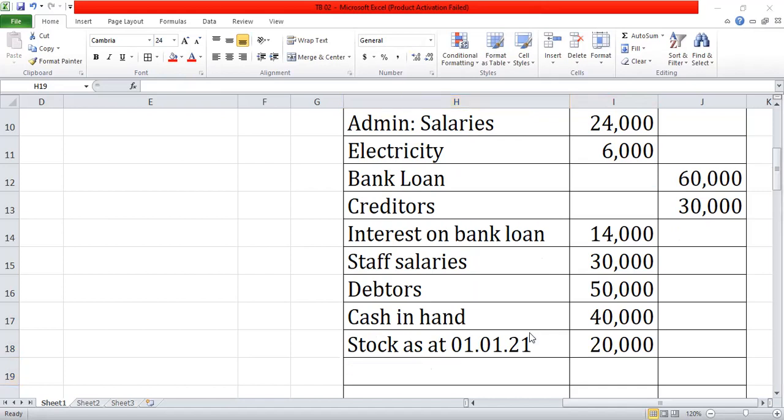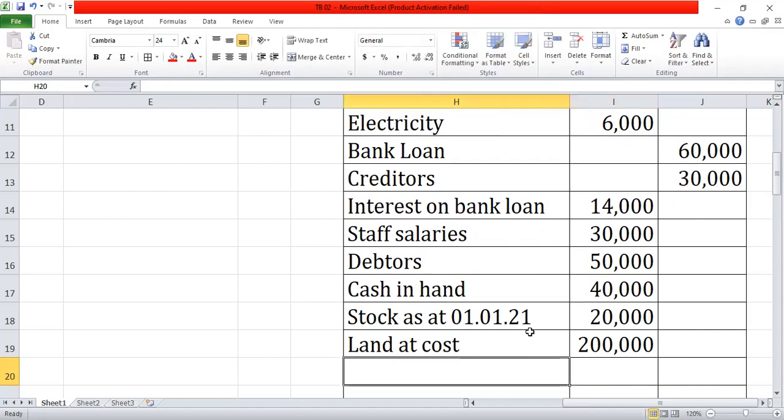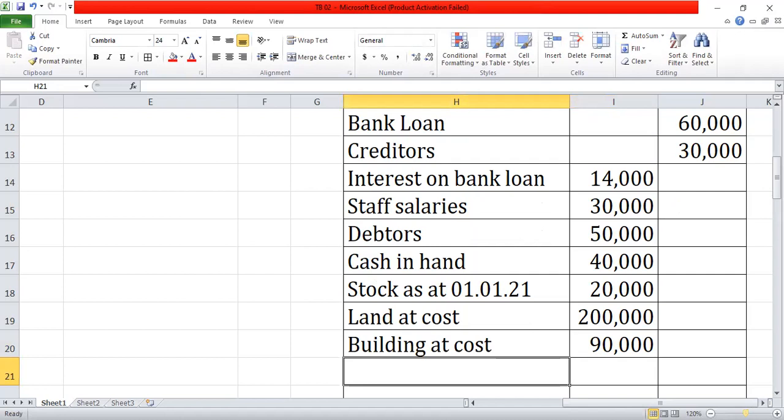Then we have, after the stock, our next account, land at cost. Land at cost is 200,000. It's an asset. Record it in the debit column. Then building at cost. Building at cost, 90,000, debit column.